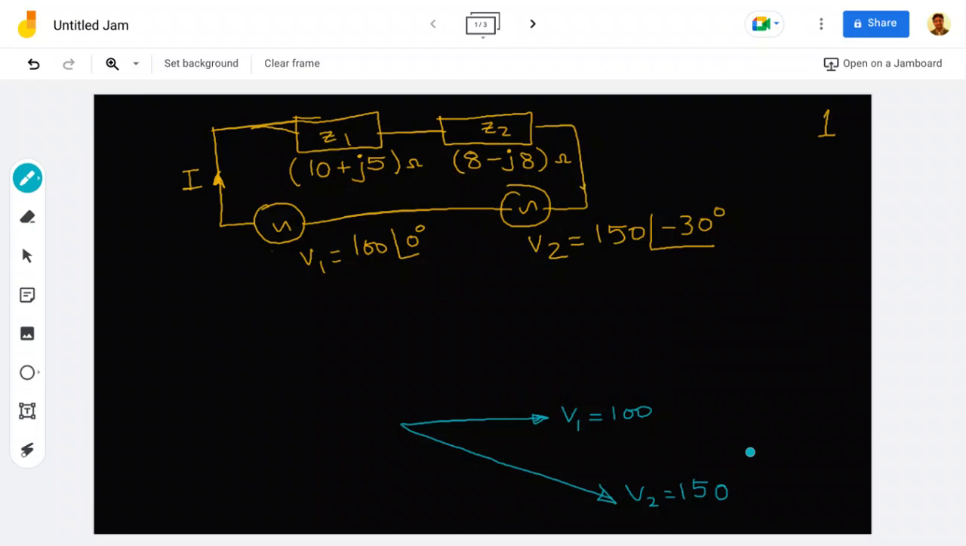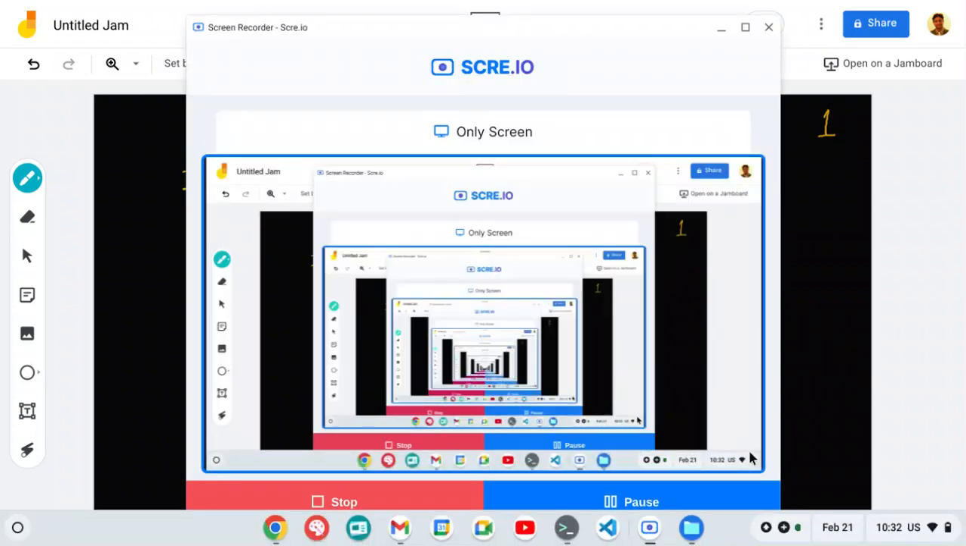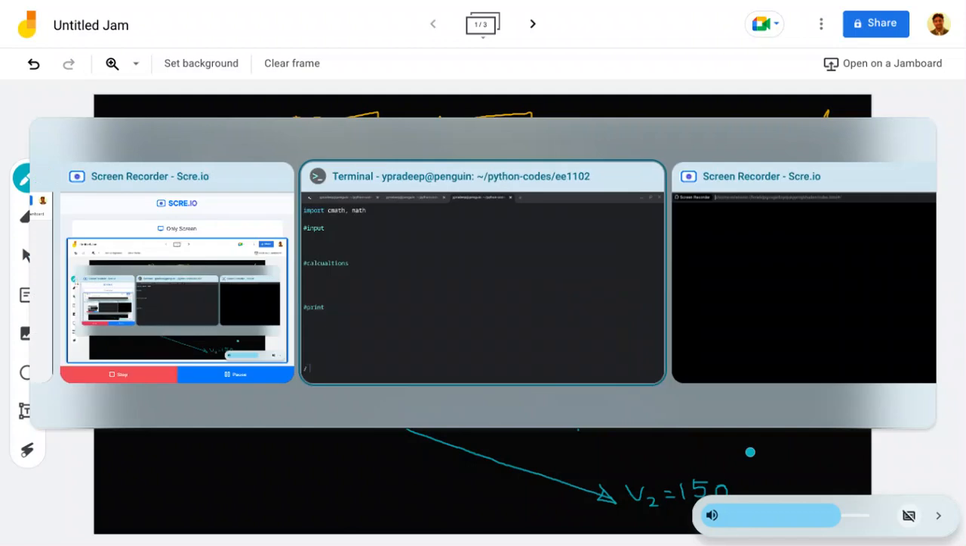So now can you tell me what will be the current I? Unless we calculate, we cannot tell, right? So let us use this vector diagram to represent voltages and currents. Normally impedances are not shown in the vector diagram. Only the voltages and currents are shown. So how to find I? Can you quickly tell me the steps to find I?